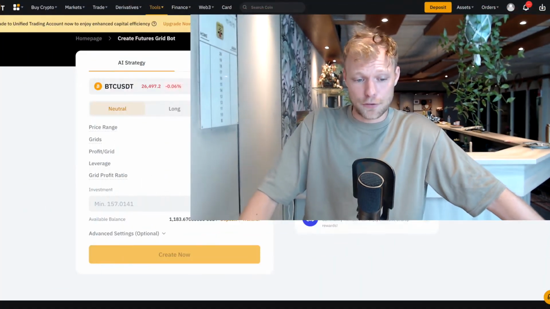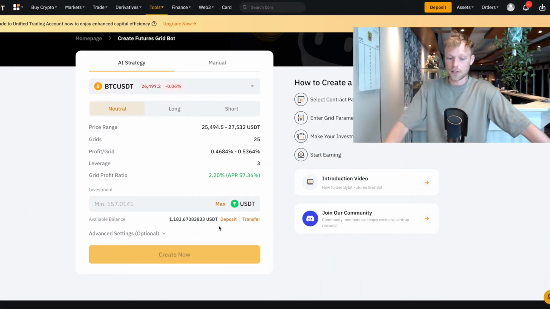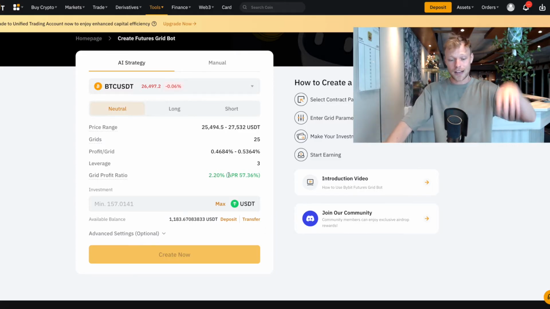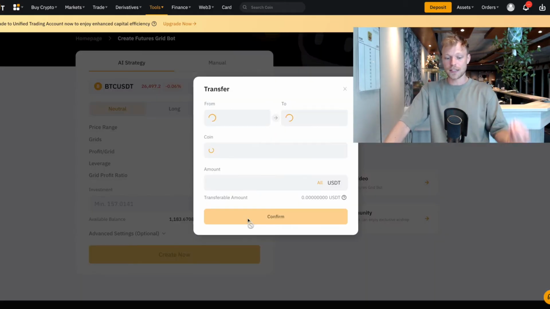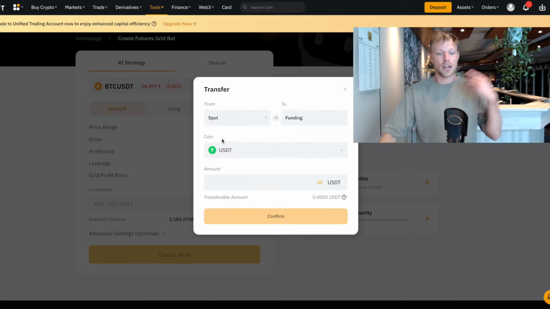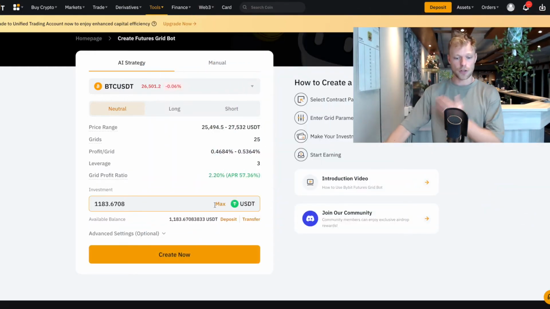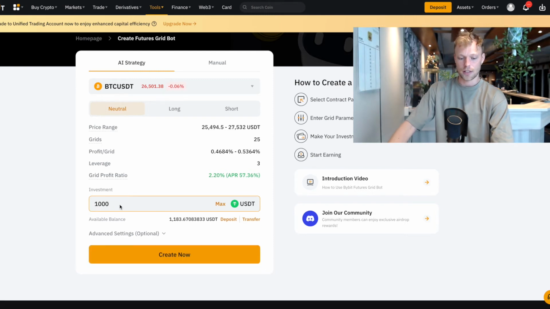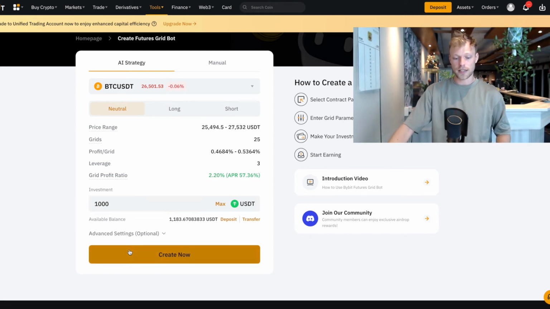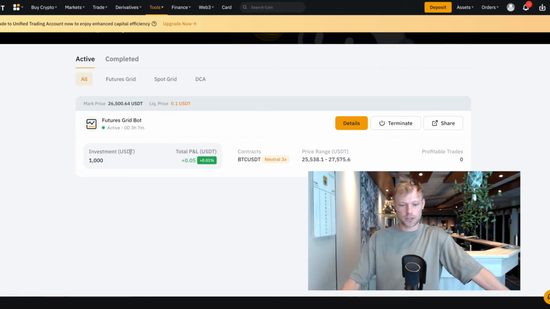Then you can select the investment, and here you can already see the minimum is 169. We have an available balance in our account right here of 67. So we need to transfer some funds from our derivatives or spot account into this trading bot account. So now the spot funds are transferred to the funding account, and right now we can set here, for example, a 1,000 US dollar Tether investment. Then you click right here on create now, confirm, and now we have the trading bot live with an investment of 1,000 US dollar Tether.